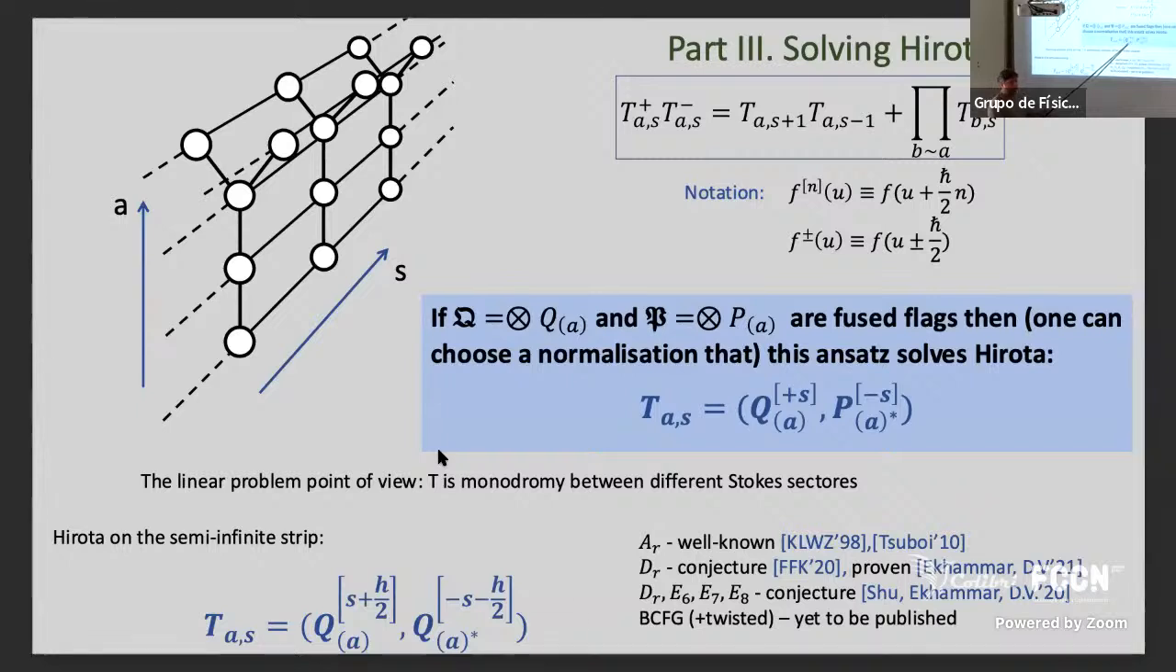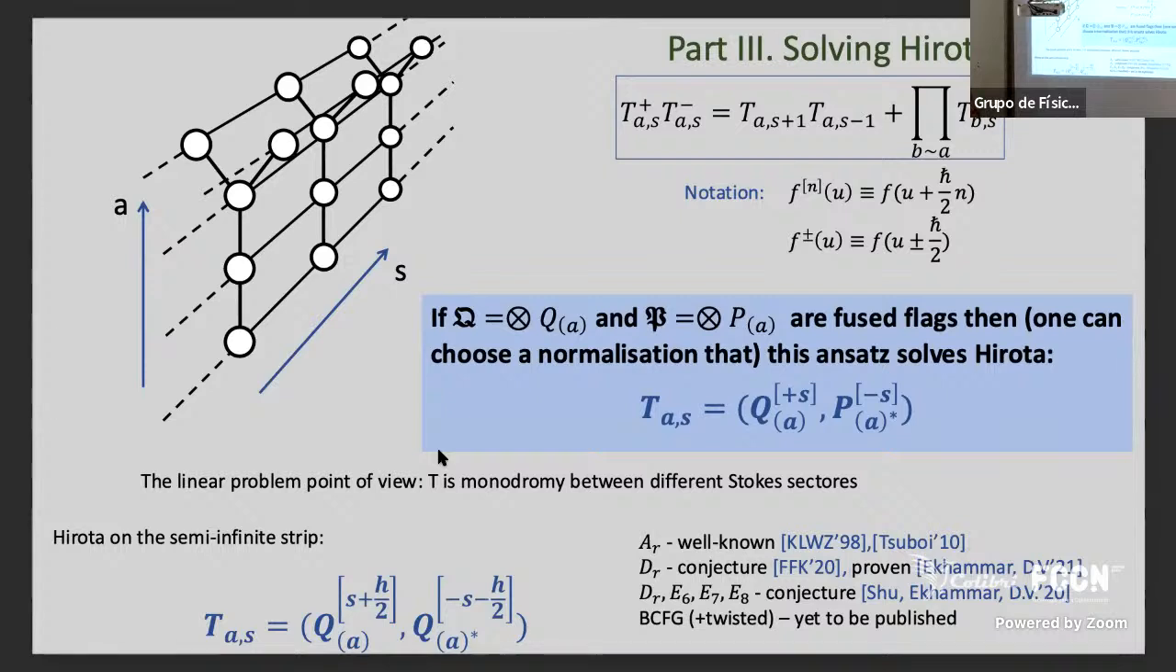So QA is a vector in the fundamental representation. For any representation, you construct the dual representation, so this is the corresponding dual representation. If you have a vector in the representation and a vector in the dual representation, there is a convolution, which is a number, an invariant under the group action. This invariant, think about it as the volume if you wish, is our T function. And the claim is, if Q and P are fuse flags, then T solves Hirota.